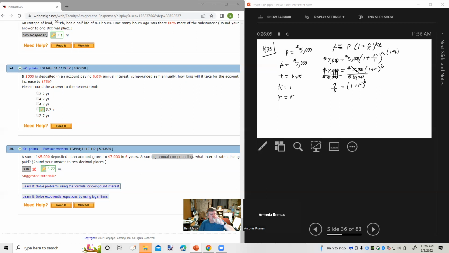Got it. Okay, now if we change this to a logarithmic equation, let's see, what would that look like? We'd have log base 1 plus r of 7. That's not going to get us anywhere, but we could do this. We could take the 6th root of both sides. Okay.